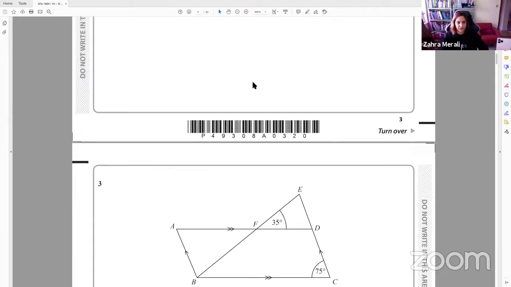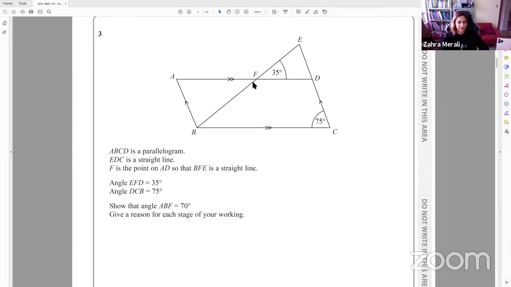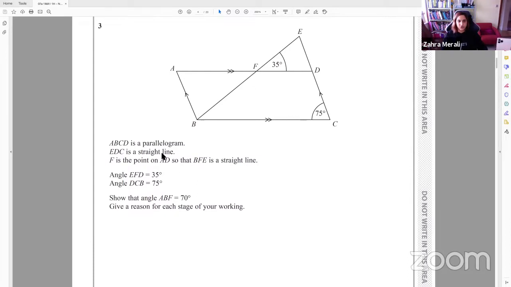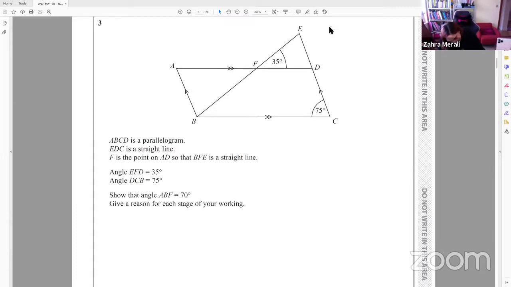So question 3, we've got a parallelogram. ABCD is a parallelogram, so 2 lots of parallel lines. EDC is a straight line, and F is the point, so it's a straight line. Okay, so we're trying to find angle ABF. So the first thing to do is to identify the angle we're trying to find. So the angle we want is this. So this is the angle that we want.